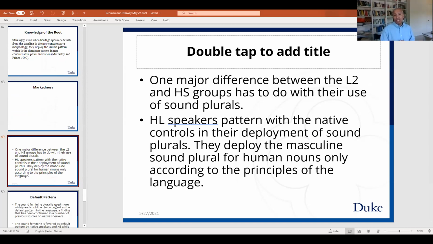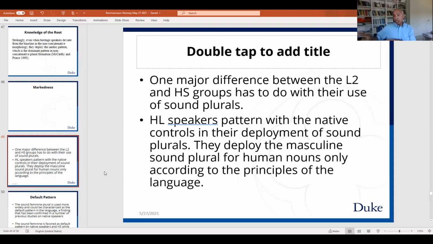And the last thing I would mention is what I said earlier about the use of the sound and the plurals, and I said this already. They really converge on the default pattern, which is the sound feminine rather than the sound masculine. The thing is that for you to know about Arabic morphology, the sound masculine is reserved for human nouns. So there is a semantic restriction on this, and L2 learners struggle with that one. So they take it and generalize it to non-human nouns. Heritage speakers seem really to get it.